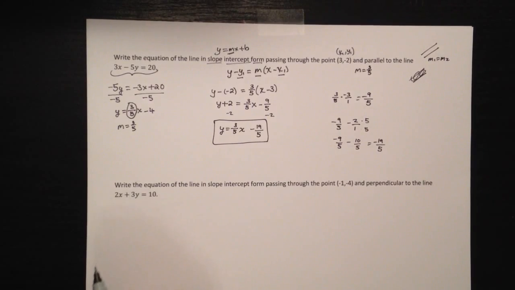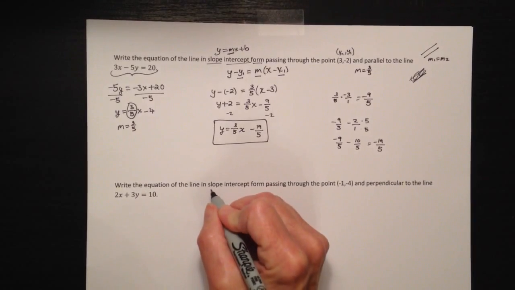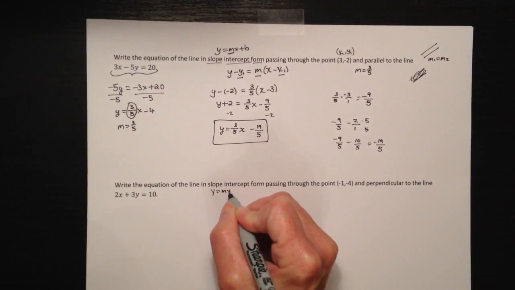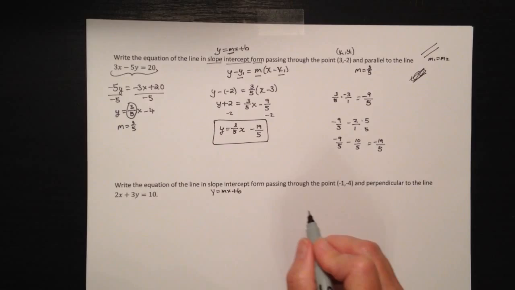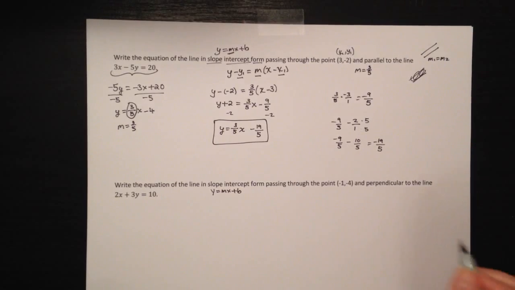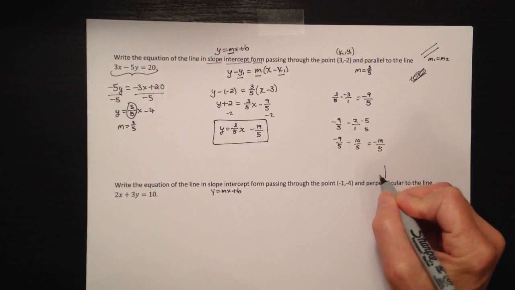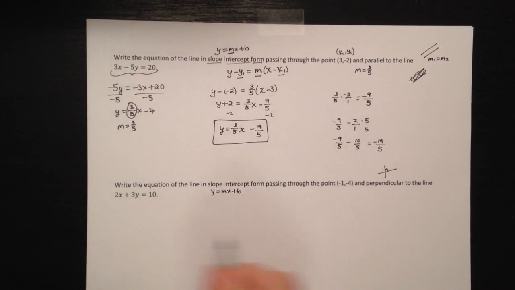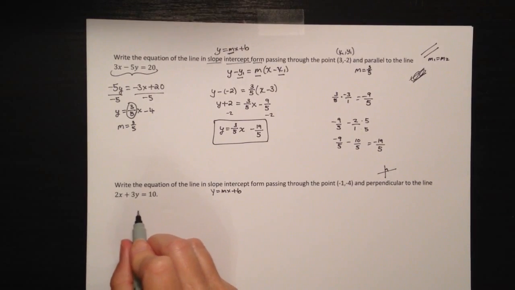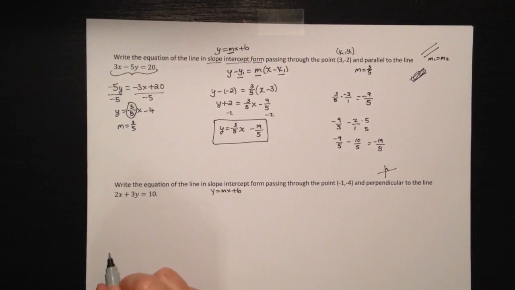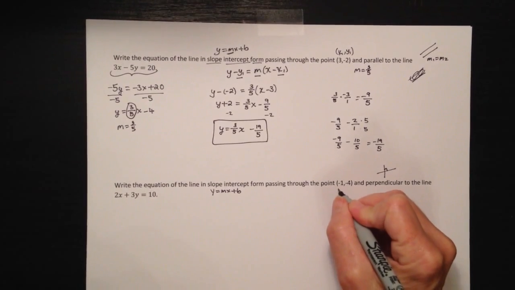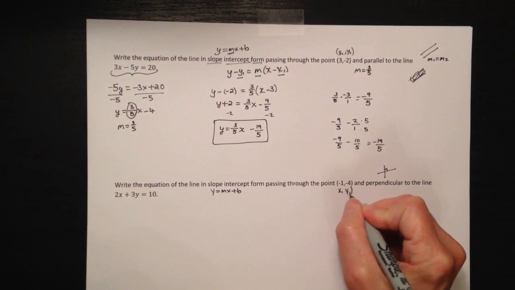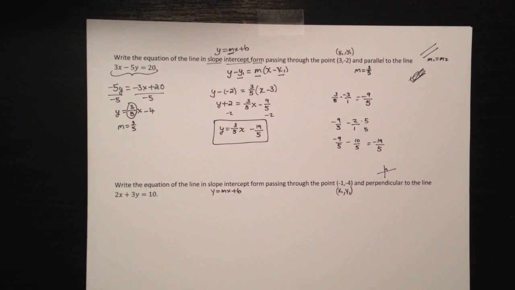The second problem that they give us is write the equation of the line in slope-intercept form, y equals mx plus b, passing through the point negative 1, negative 4, and perpendicular, two lines that cross forming a right angle, to the line 2x plus 3y equals 10. They came out and told us a point. Here's a point, x1, y1. What they didn't tell us was the slope, but they gave us enough information to determine the slope.